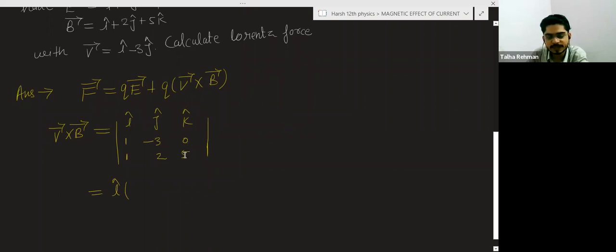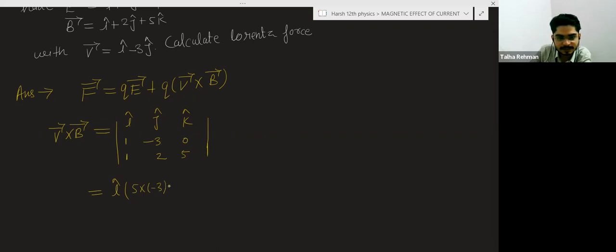So cross multiplication of 5 with -3, right here, 5 into -3. This is the cross multiplication of 5 with -3, and right here after that minus sign, then cross multiply this 2 with 0. So this is for I cap. Now for J cap, you will write minus of J cap.